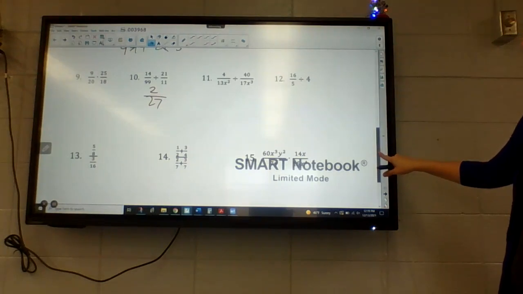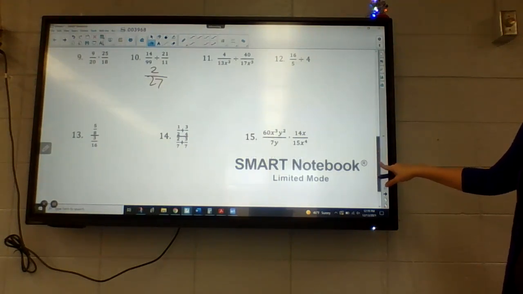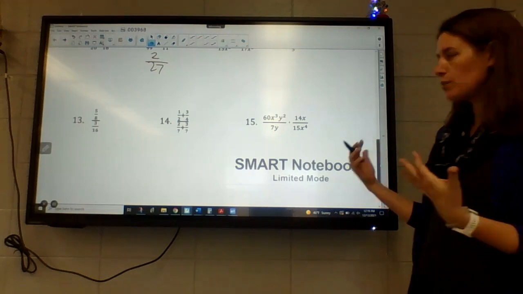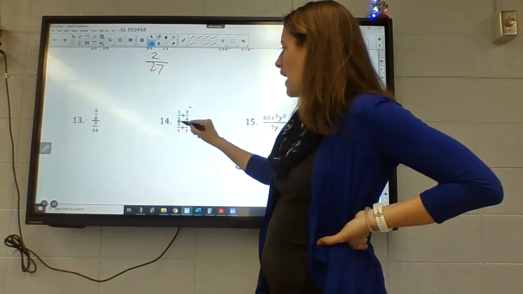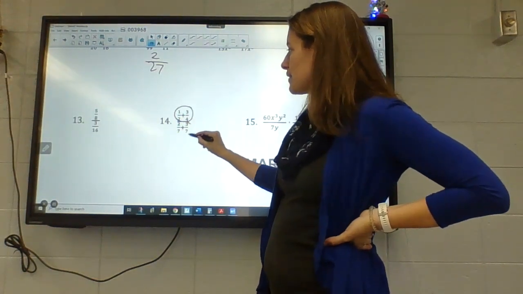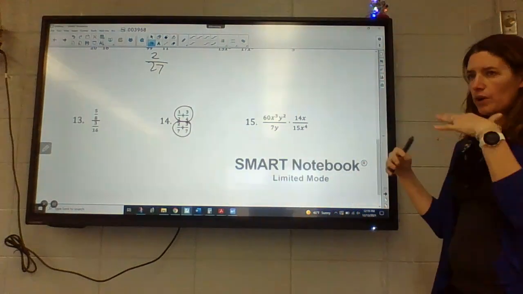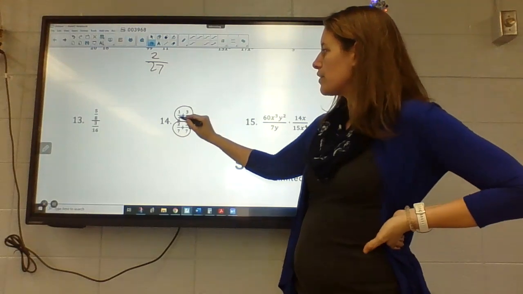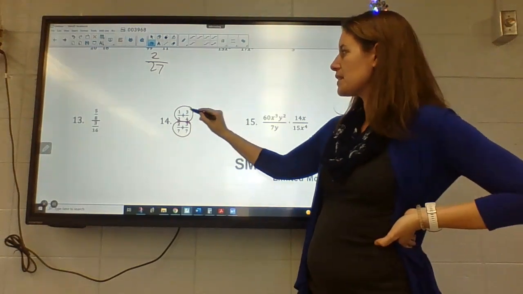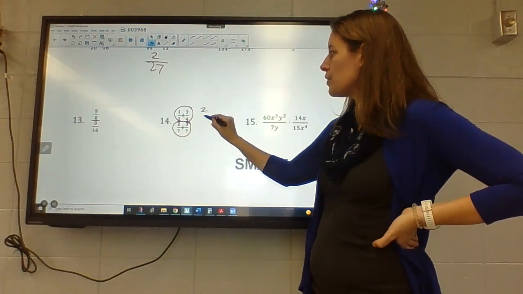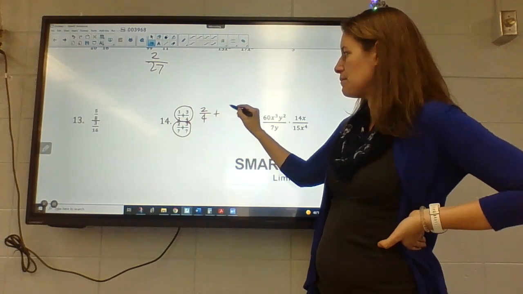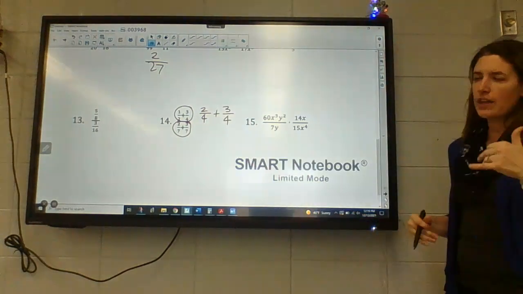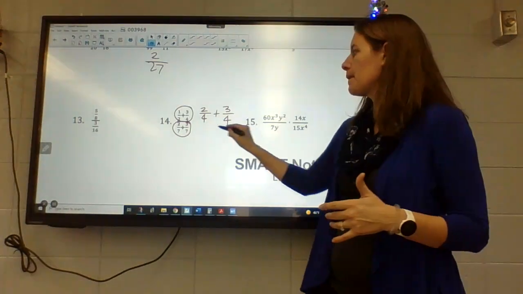All right. So 14 and 15. So number 14 has addition and division all in one problem. So I'm going to add the tops and then add the bottoms, and then we'll worry about the division. So now the 1/2 and 3/4. I'm going to make the 1/2 into 2/4. That's the same thing. So I'm going to add it. So they have a common denominator.